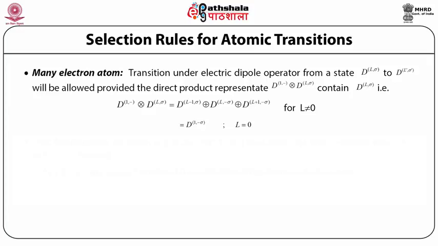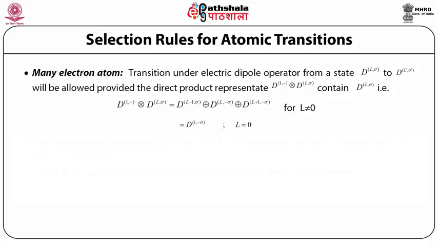Now a transition under the electric dipole operator from a state D_L sigma to D_L prime sigma prime will be allowed provided the direct product representation D1 minus with D_L sigma contains D_L prime sigma prime. You can remember that the dipole operator transforms as D1 minus, so we have to take the direct product of D1 minus with D_L sigma.